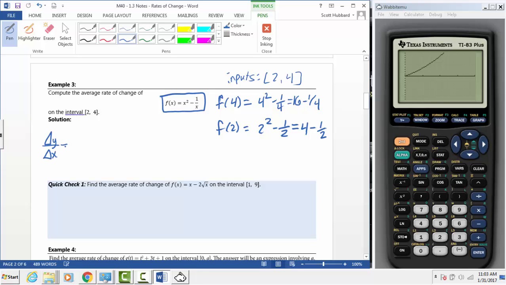Okay, so now when we find the delta y over delta x, it's going to be delta y, which would be this, take away this. So it's going to be 16 minus 1/4 minus (4 minus 1/2). Notice I put the parentheses around this because we're taking away everything. Divided by the change in the inputs, which would be 4 take away 2.